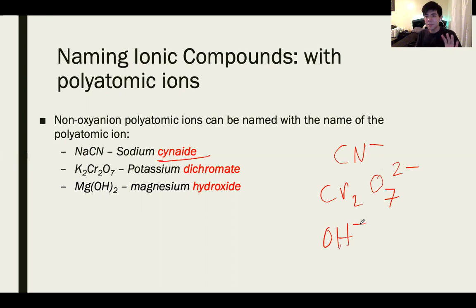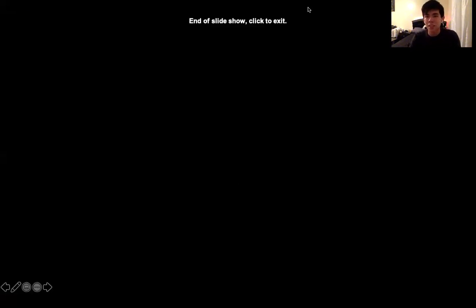The names of these polyatomic ions will basically just never change. So you just pop it in the name. So you put the cation first, and then you put the name of the polyatomic ion following it after. So pretty straightforward. Let us know if you have any questions, but other than that, go ahead and start on your worksheet.